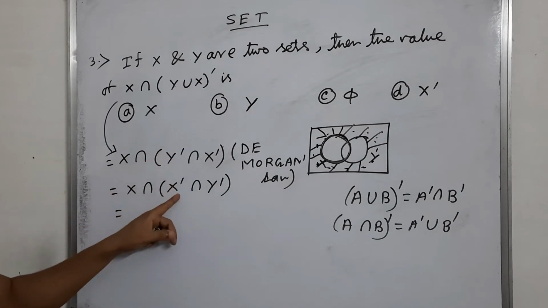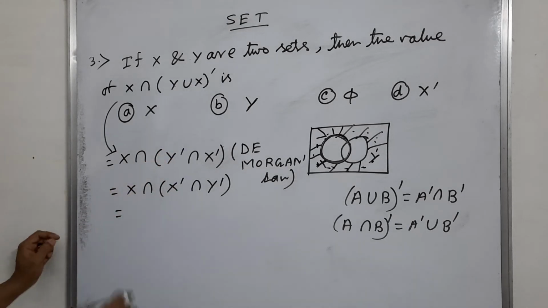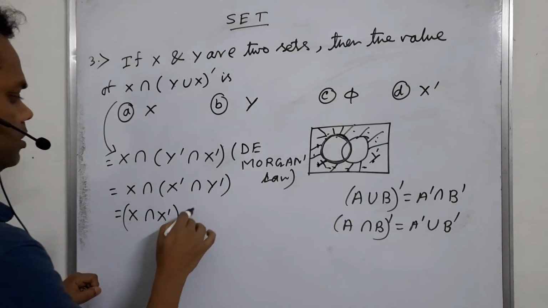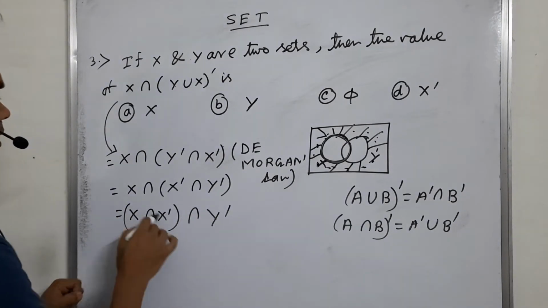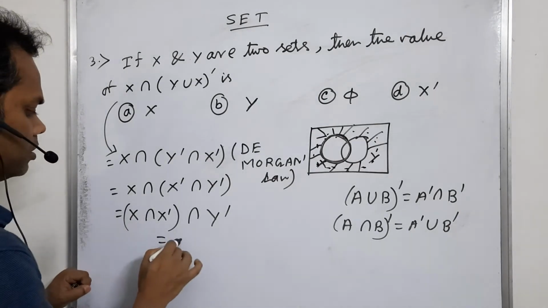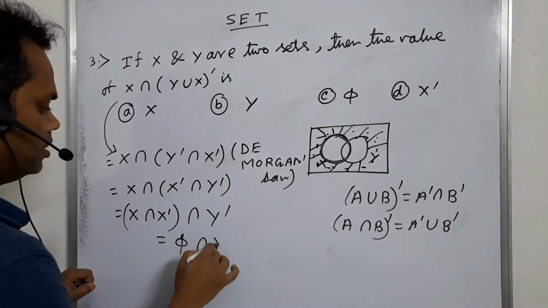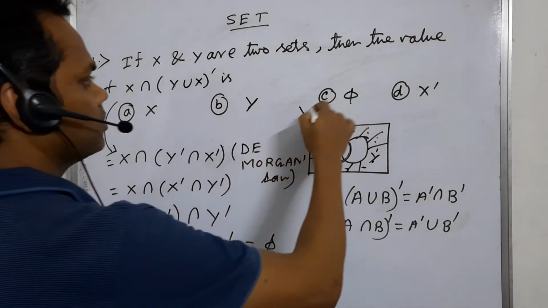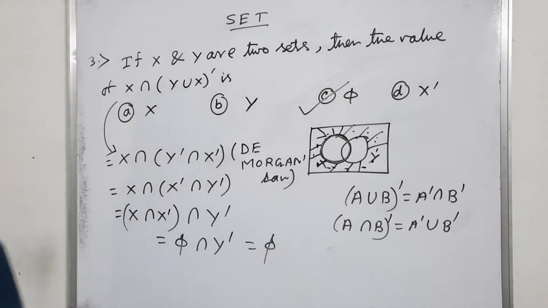Now from this line to this line by commutative property, and x intersection x complement, this one by distributive property. x intersection x complement is null, so this one is null, and null intersection y complement equals null. So the final answer is the null set.